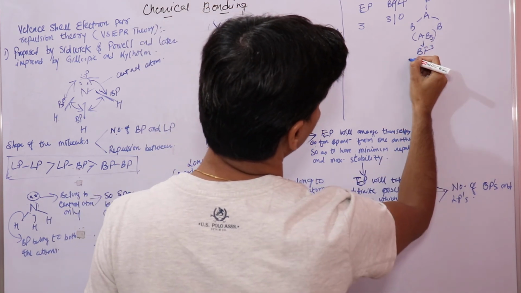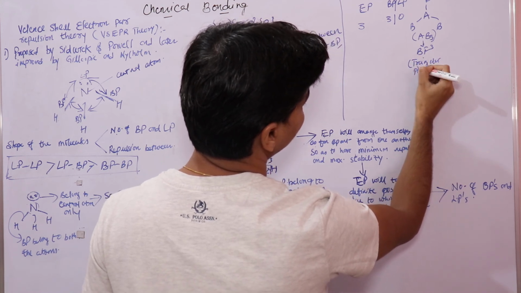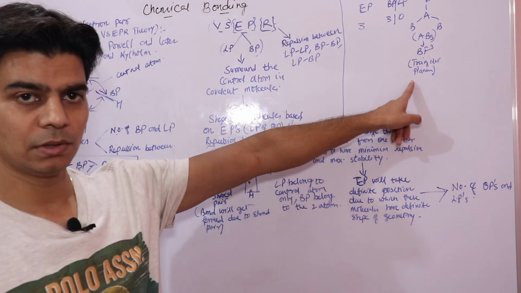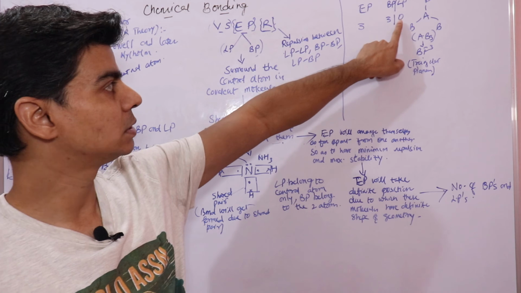right? So the shape is triangular planar, right? The shape is triangular planar when we have 3 bond pairs and 0 lone pairs.